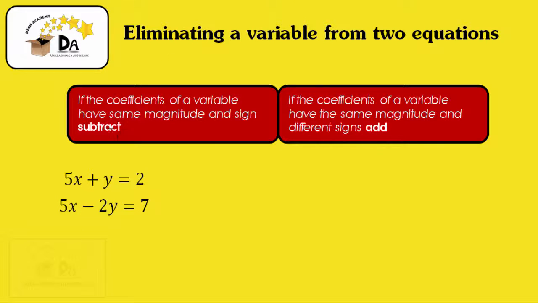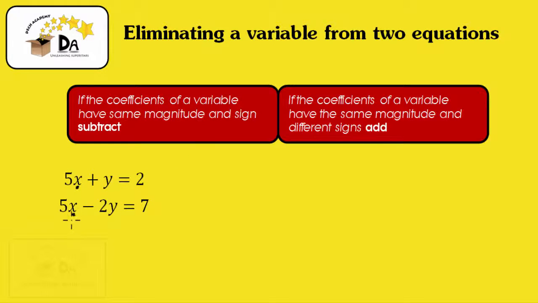Well, there are rules concerning this. The first rule says the following: if the coefficient of a variable, the variable you want to eliminate, has the same magnitude and sign in both equations, subtract the equations from each other to eliminate that variable. If the coefficients of a variable have the same magnitude and different signs in both equations, add the equations together to eliminate that variable.